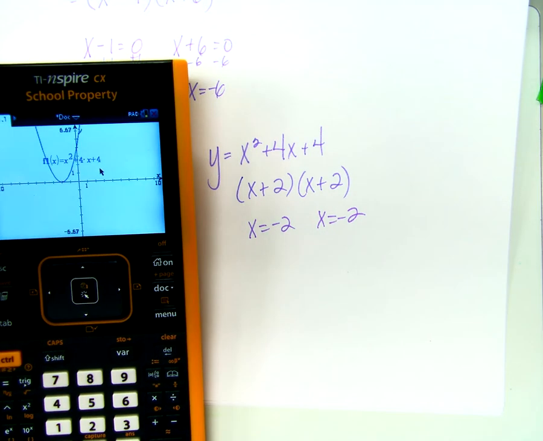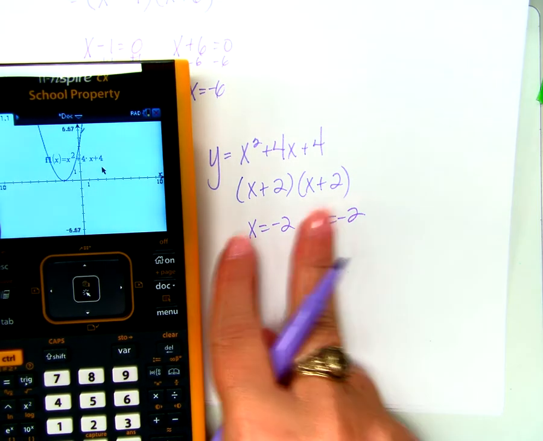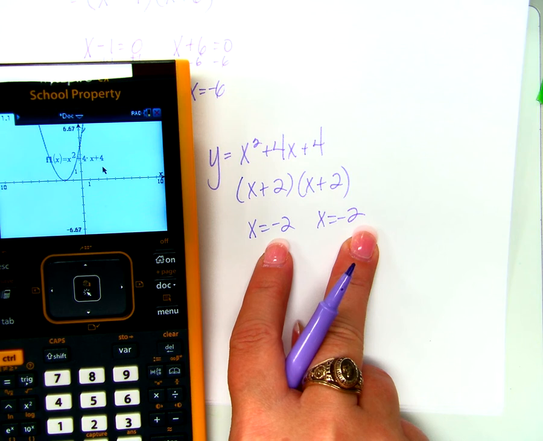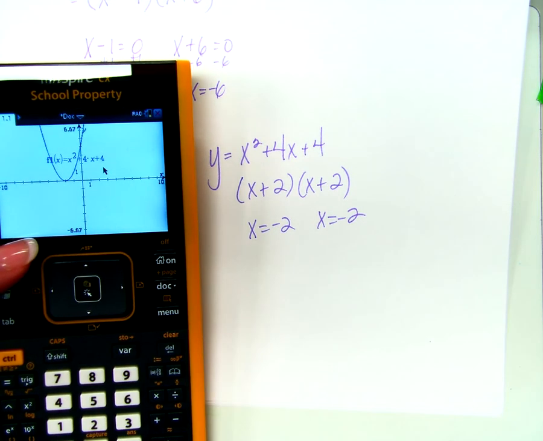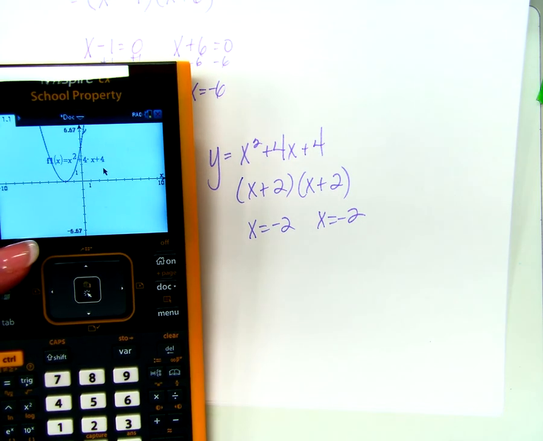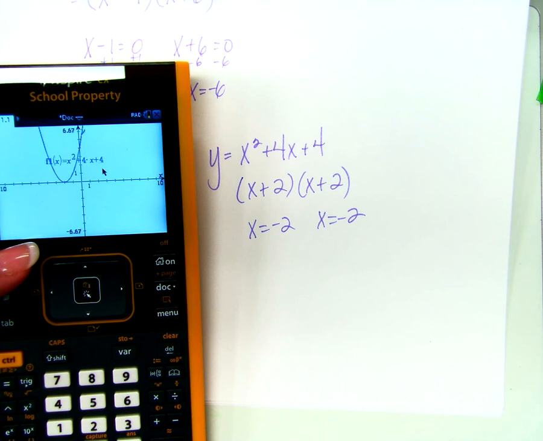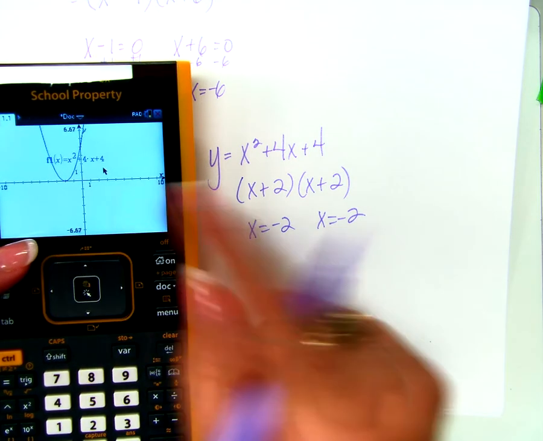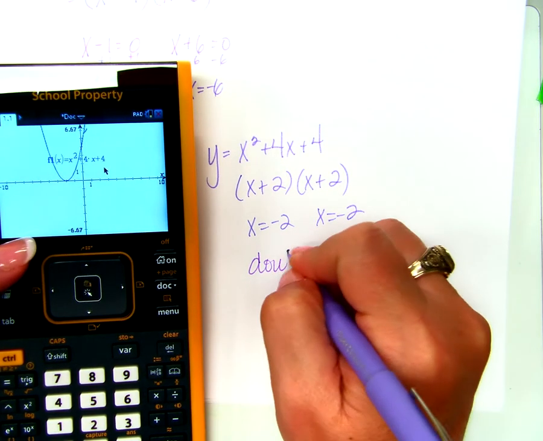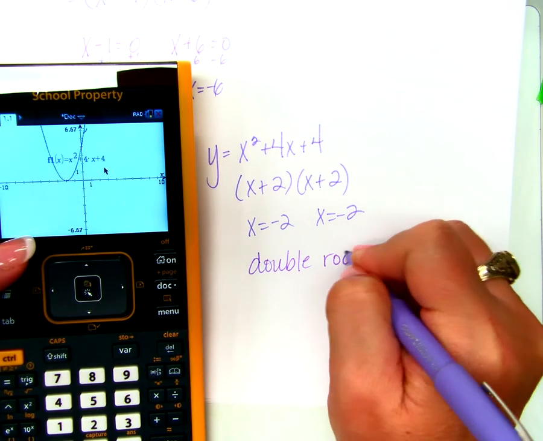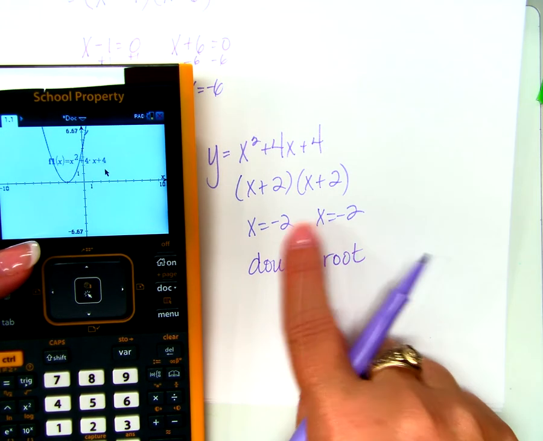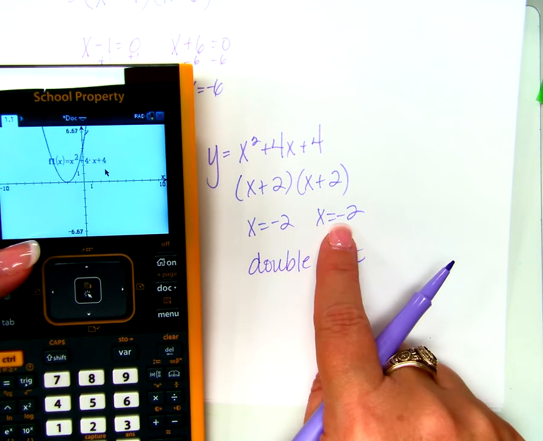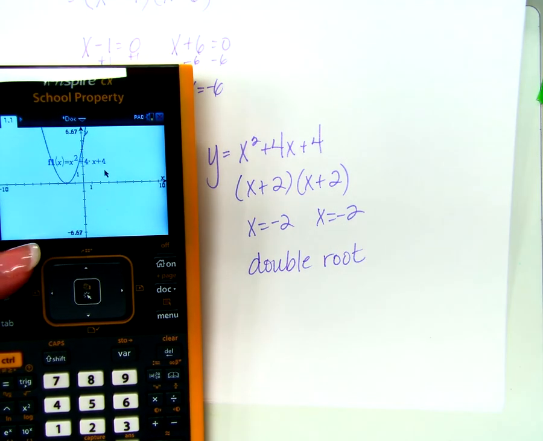How many solutions do I have? 2. I have 2 solutions. It's just the same one, right? That's when my vertex is sitting right on the axis. Does that make sense? This has a specific name. It's called a double root. I got 2 answers. It's just that those 2 answers are the same. So it looks like there's only 1 answer.